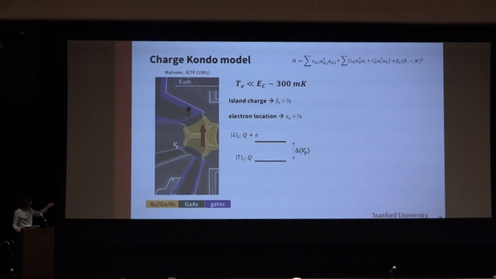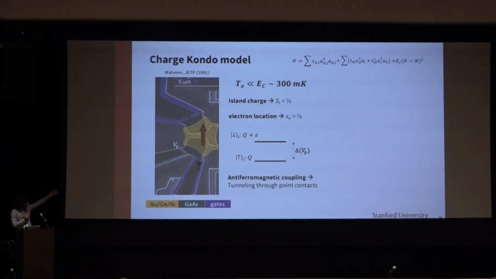is much smaller than the charging energy, which in this case is about 300 millikelvin. The charge of the island can fluctuate by at most 1 electron. So naturally, it defines the pseudospin 1/2, Q and Q plus E. Similarly, the location of this excess electron, whether it's in the reservoir or on the lead, defines the second pseudospin 1/2, and tunneling events between the reservoirs and the island result in pseudospin flips.